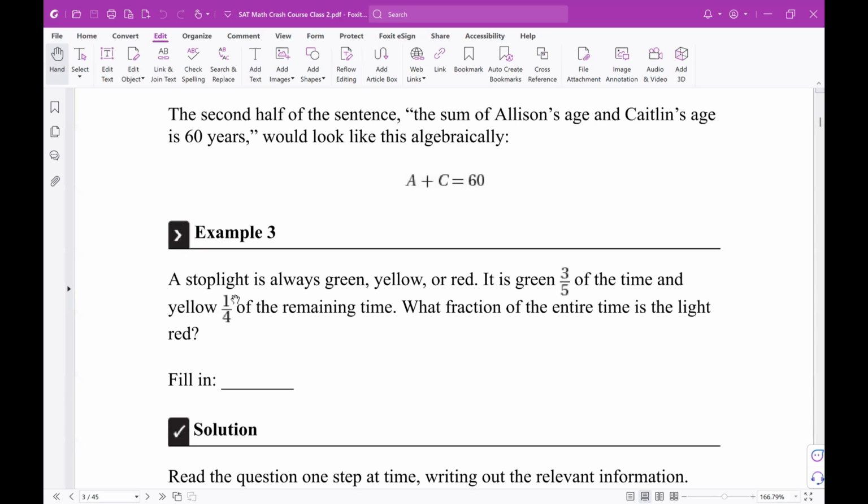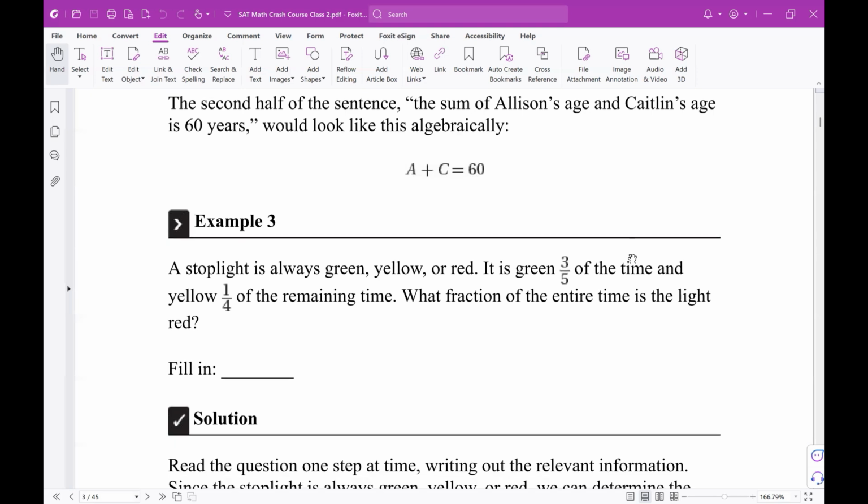So you can also write 1/4 t. Okay, not 1/4 t, because it is the remaining time. If you sum the green light time, the yellow light time, and the red light time, it equals t. So the green light time is 3/5 of t, and the yellow is 1/4 of the remaining time.